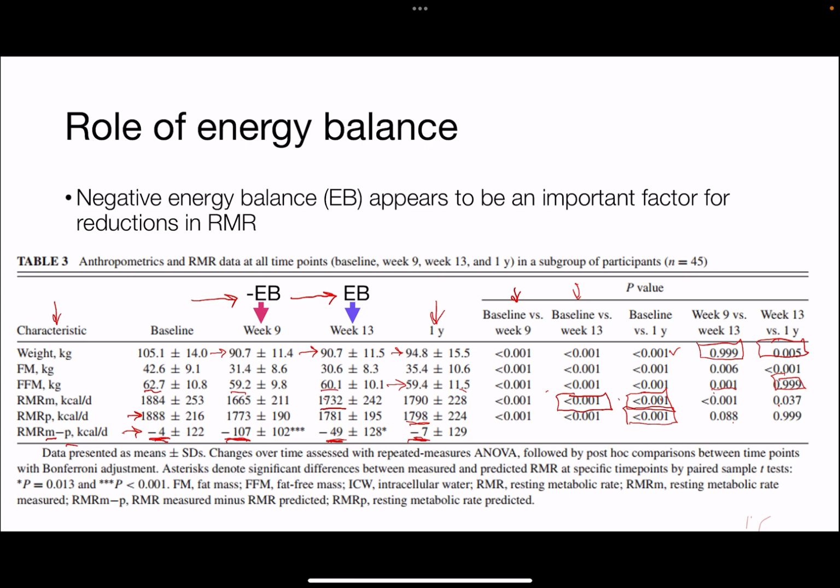So the decrease in energy intake and probably the change in fat-free mass results in a suppressed metabolic rate even a year later. So the important thing to think about is that a diet that restricts calories can result in a suppressed RMR, meaning further dieting will be more difficult.